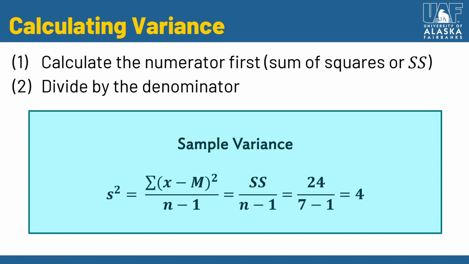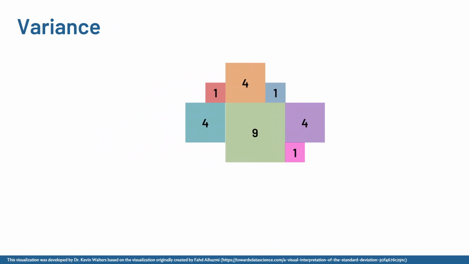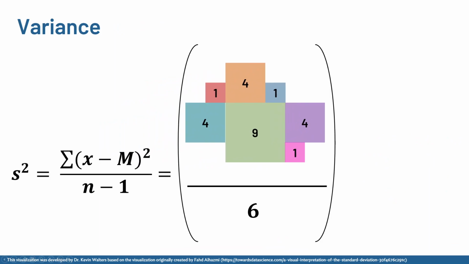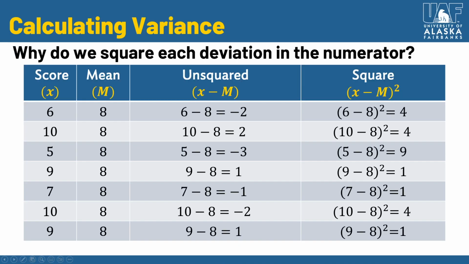Okay, so to visually explain what we're doing when we calculate this. If we calculated our sum of squares previously, now that's going to become the numerator in this formula. And essentially what we're doing is, remember our answer was 4, we're calculating the average squared distance that scores deviate from their mean, right? Because each of these squares represents a squared deviation. And so this value, the variance, represents the average squared deviation, right?